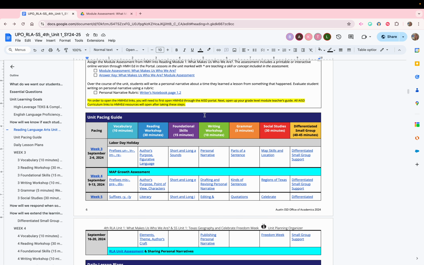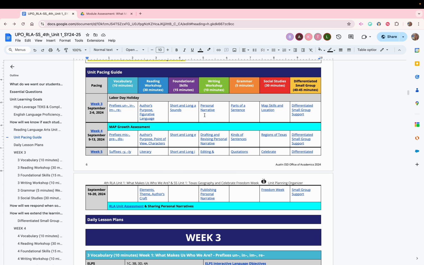All right. Hopping down to the unit pacing guide, I see grammar coded in orange here. It is listed as 5 minutes of direct instruction. And I get the most comments about this, about how am I supposed to teach grammar in 5 minutes?